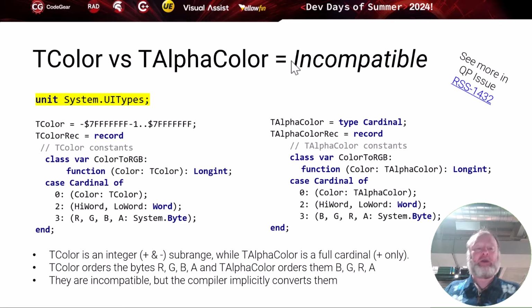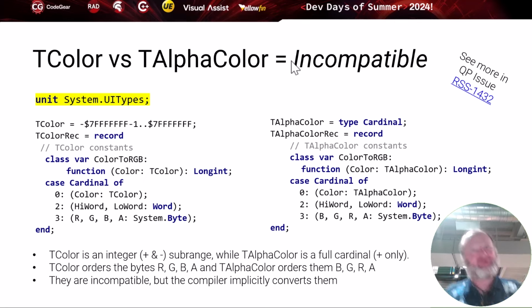Now, where it also gets you into trouble is if you look down at the bottom there, the variant record, you see that the TColor goes RGBA, okay? But the TAlphaColor goes BGRA. So the bytes are in different orders. They're backwards. And so even if you do remove the alpha and move it across, it still won't work.